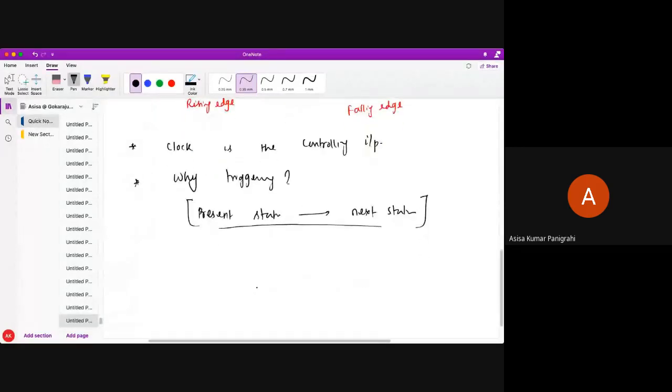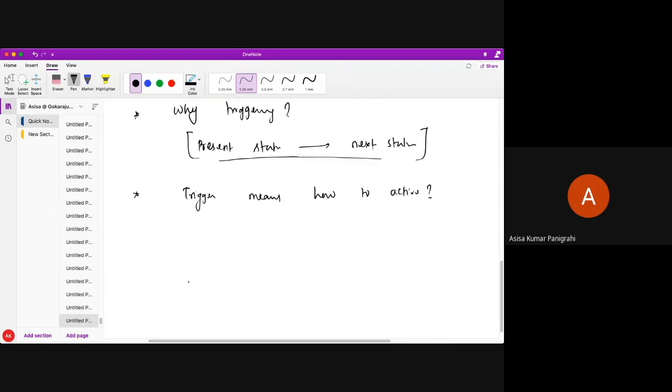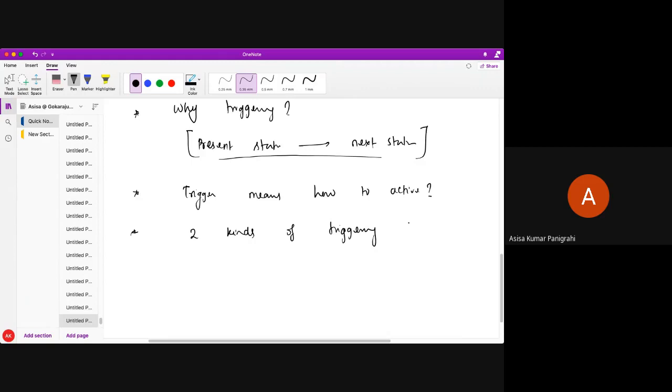What do you mean by trigger? Trigger means how to activate the flip flop. That is called trigger. The flip flop can be designed with two kinds of triggering technique. What are those kinds of triggering techniques? We'll see in brief, don't worry. So the first triggering technique is level triggering. I'll discuss all this, don't worry.